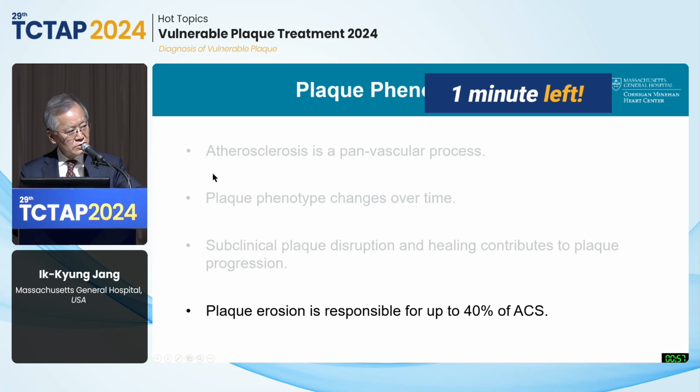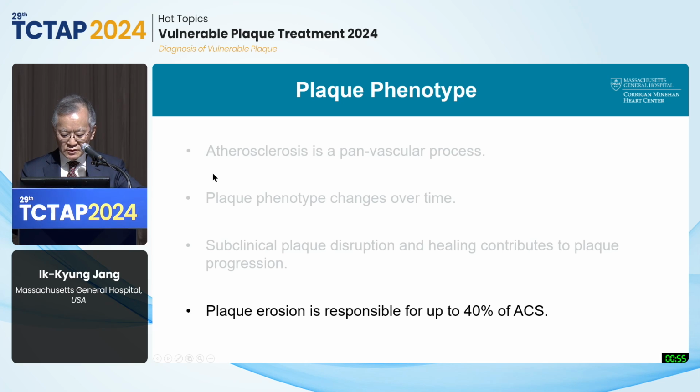So finally, as you know, plaque erosion is responsible for up to 40% of ACS. As far as I know, there is no known precursor for plaque erosion. So even though you had a perfect method to identify precursor of plaque rupture, you will miss 40%.